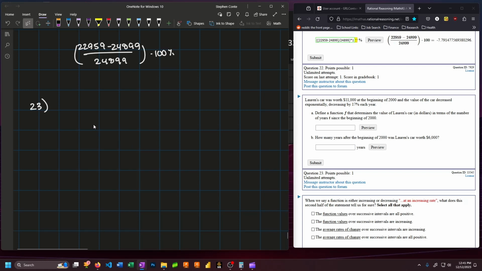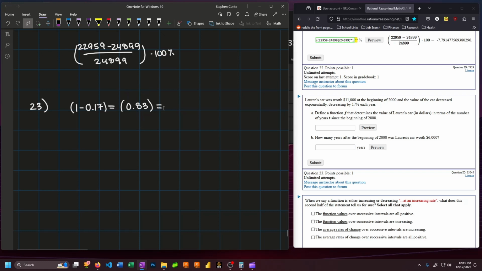23. So this is saying we have a car that's worth $11,000 at the beginning of 2000, and the value decreases exponentially, decreasing by 17% each year. So if we're decreasing 17% each year, that means we're taking 100% of something, subtracting 17%, which would mean we're taking 83% of the initial value, because 83 plus 17 is 100. So to say something is 17% less than it was means that it's 83% of its initial value.